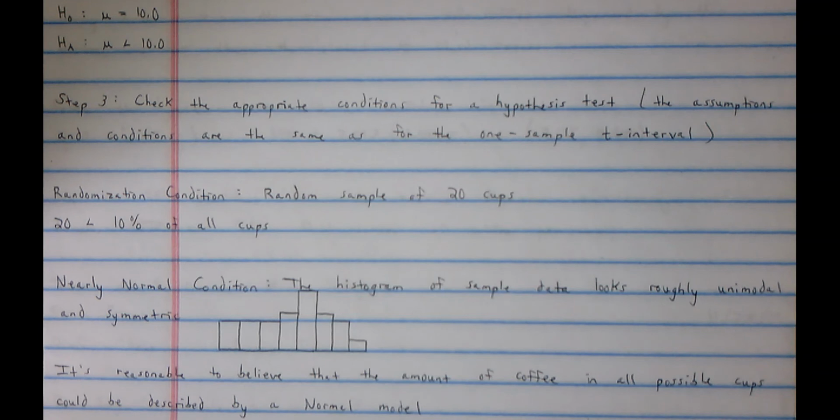Here we were told we had a random sample of 20 cups, and in all but rare cases, the sample size will be less than 10% of the population size. And here 20 is certainly less than 10% of all cups.